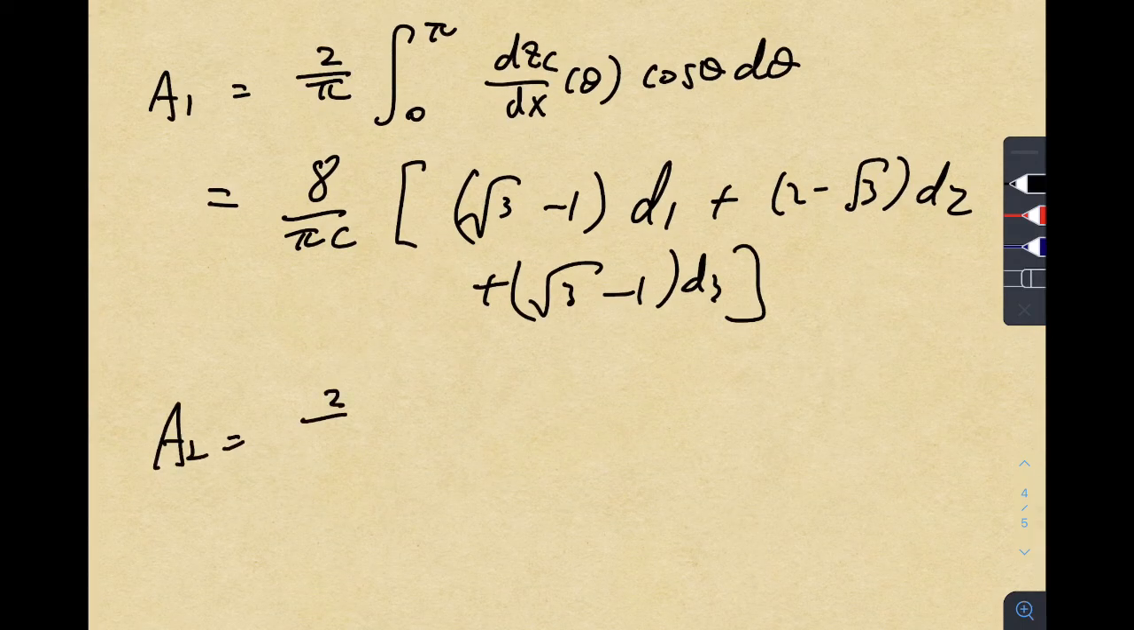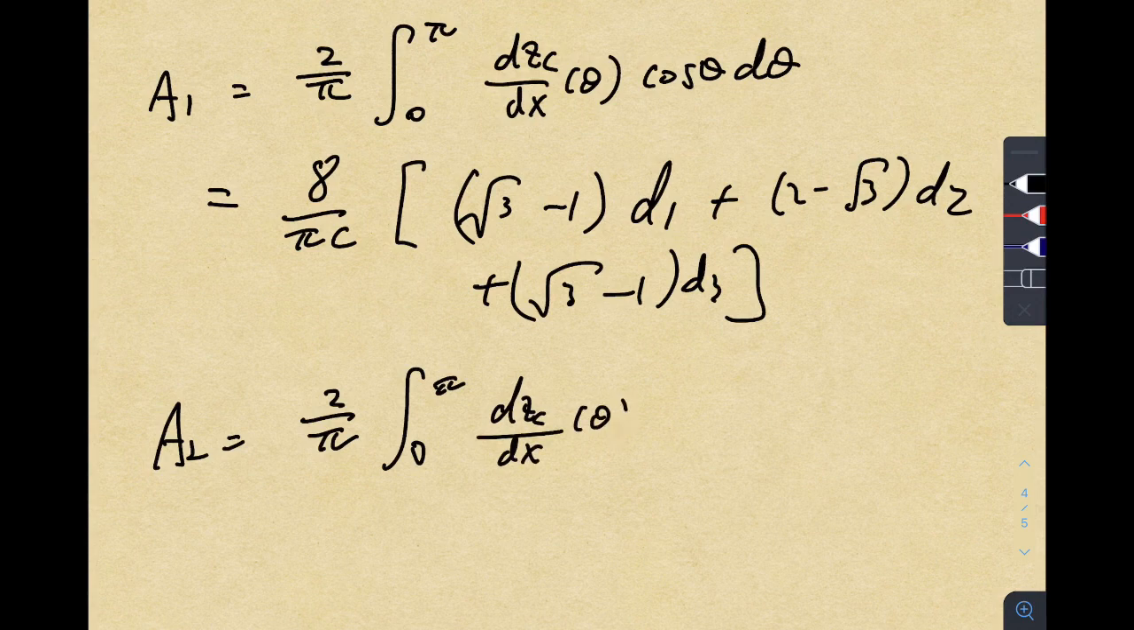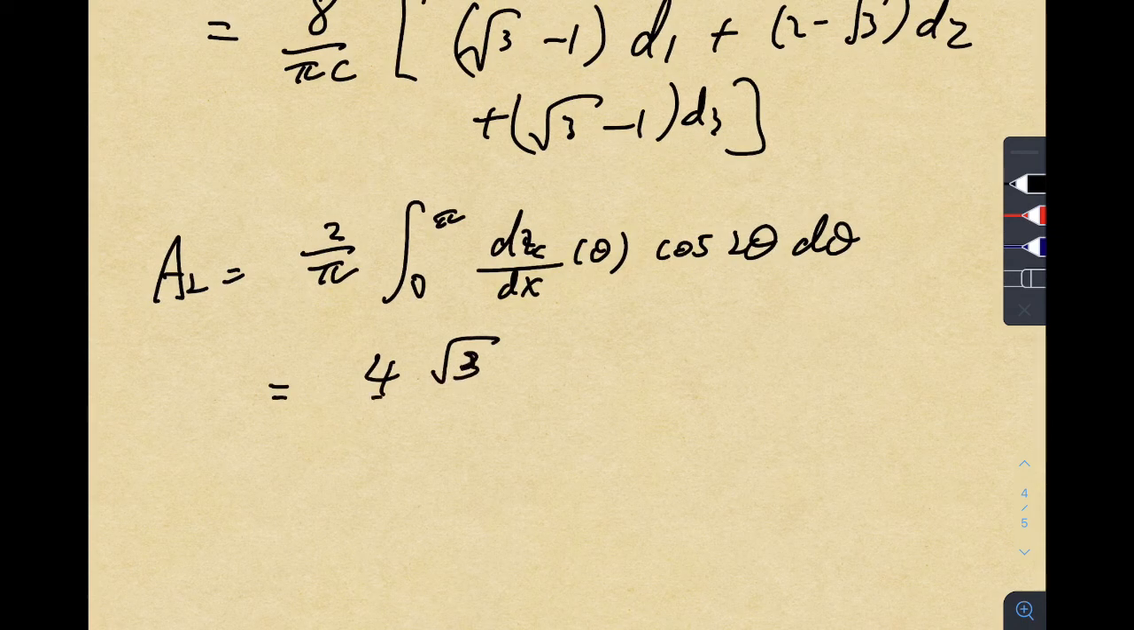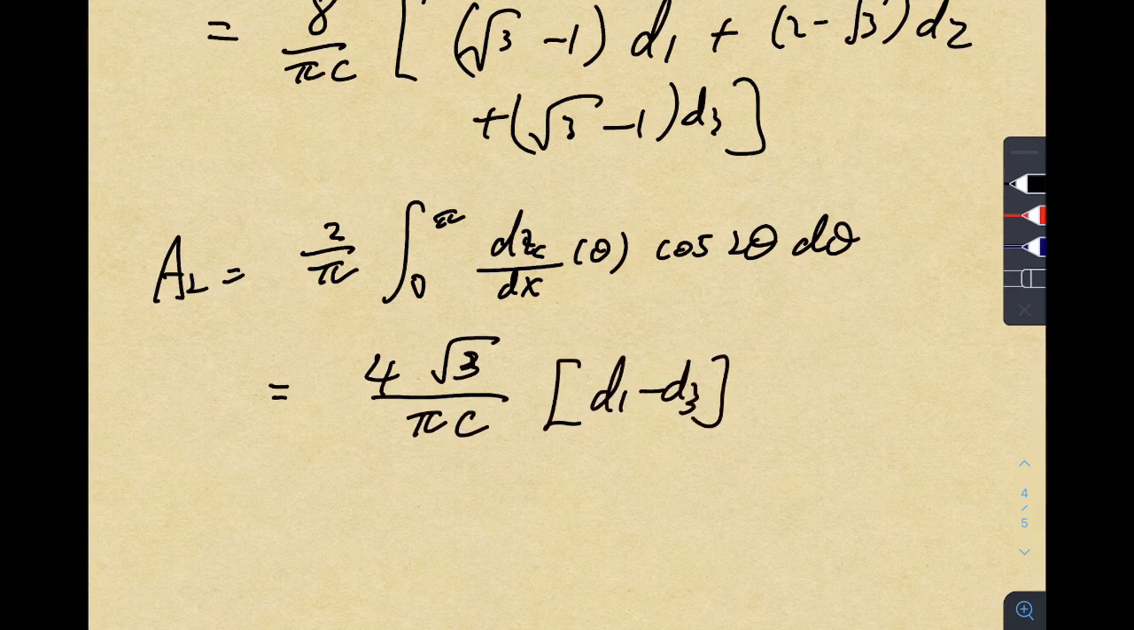Great. Okay, so the A2 would be 2 over π, integrating from 0 to π. Still, we're going to compute the slope, the function of theta, times cosine 2 theta, dθ. And that would give, the answer is 4 times square root of 3 divided by πc, times d1 minus d3. Okay, this is all we actually need for computing the moment.